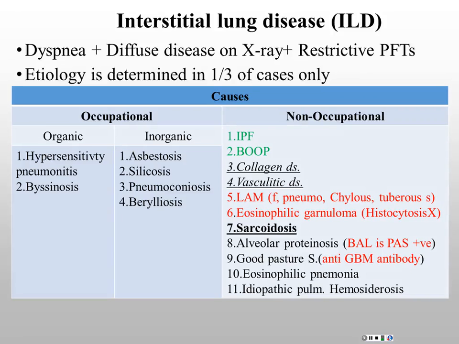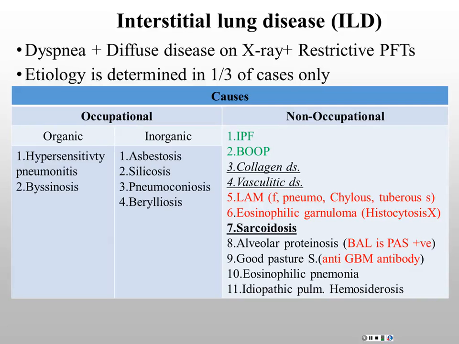In organic causes, you will have hypersensitivity pneumonitis, and in inorganic, asbestosis, silicosis, pneumoconiosis, and berylliosis. Non-occupational, you have other things like idiopathic pulmonary fibrosis, connective tissue disease, LAM, lymphangioleiomyomatosis, usually in females with pneumothorax and chylous effusion, and it's associated with tuberous sclerosis. Histiocytosis X usually presents with pneumothorax. Sarcoidosis, which we see frequently.